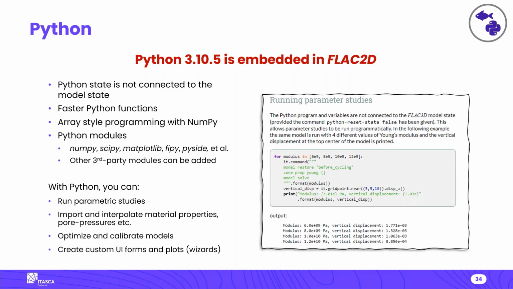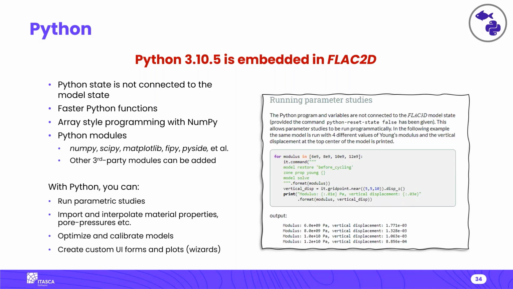Well, for one, you can run parametric studies quickly. And this little figure on the right here, that code, the 7 or 8 lines of code, actually runs a parametric study by changing the Young's modulus in a model from these 4 values, 6E9 to 12E9. And it runs it sequentially, where it loads the before cycling model, changes the modulus, and runs it, spits out the results, and then goes to the next one.